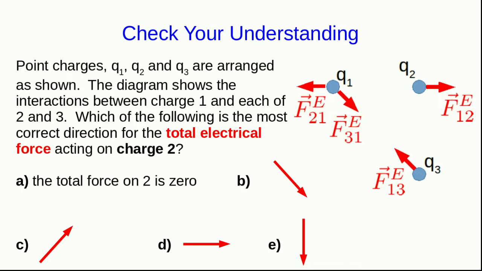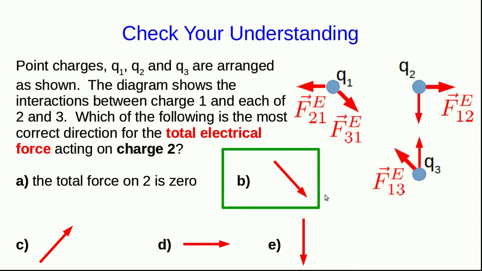Which way is it? Well, charges 1 and 2 are repelling each other, so they must have the same sign of charge. We don't know whether it's positive or negative, but we know it's the same sign. And 1 and 3 are attracting each other, and so they must have opposite charges. Well, that means 2 and 3 must have opposite charges, so they must be attracting each other, and so they're exerting forces on each other that look like this. So the force that 3 exerts on 2 is down in the diagram, and thus the right answer is going to be the sum of these two force vectors, or in other words, B.